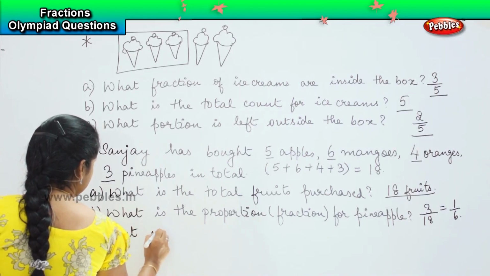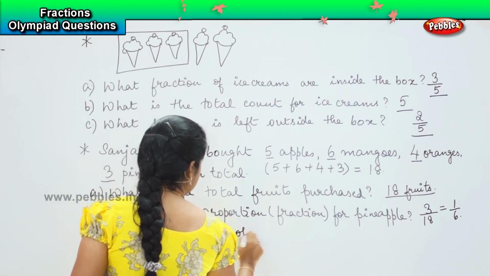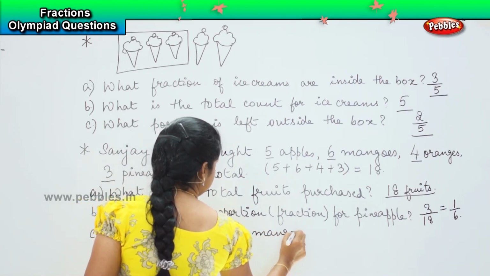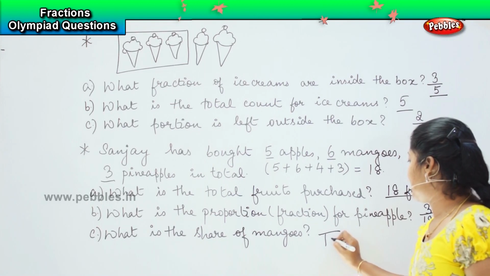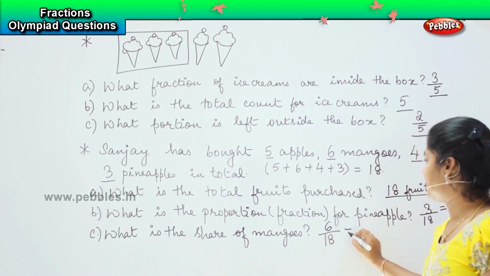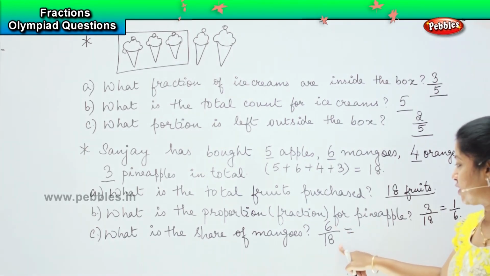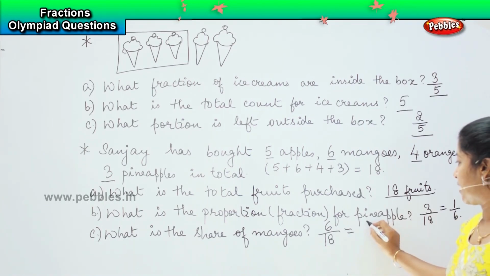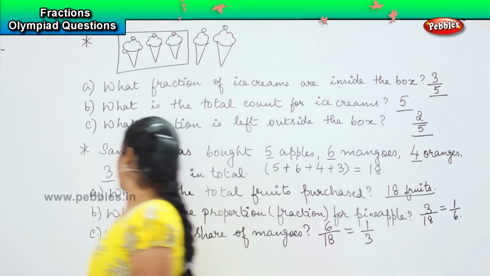Okay. My next question here is, what is the share of mangoes? So again, the denominator will be 18. And what is the total number of mangoes which was purchased? It is 6. Right. So 6 by 18. And we know the table of 6, right? So 6 ones are 6, 6 twos are 12, 6 threes are 18. So we can also write it as 1 by 3. Okay? Clear?